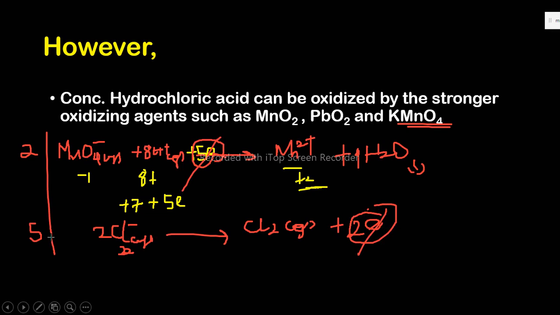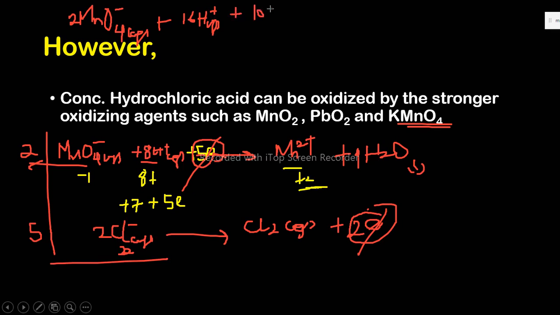If you cancel, then you write everything the way it is. Maybe let me write it here. It will be 2 times manganese, so 2 MnO4 minus aqueous, then plus 2 times 8, that is 16 hydrogen ions, aqueous, plus 5 times 2, which is 10 Cl minus aqueous.